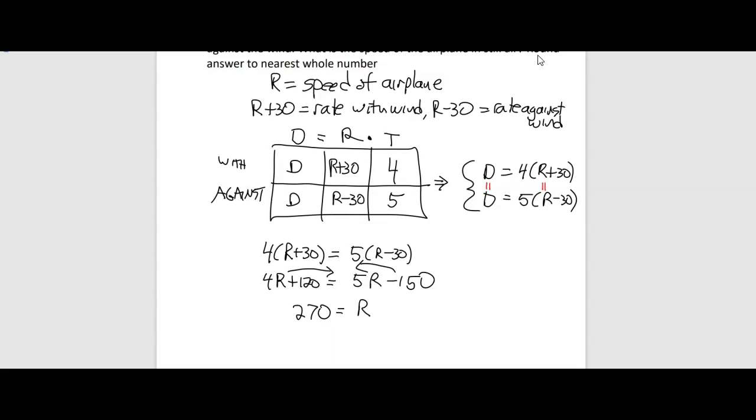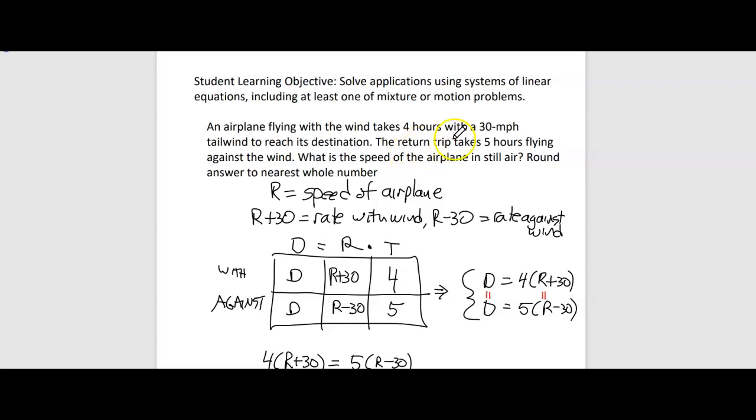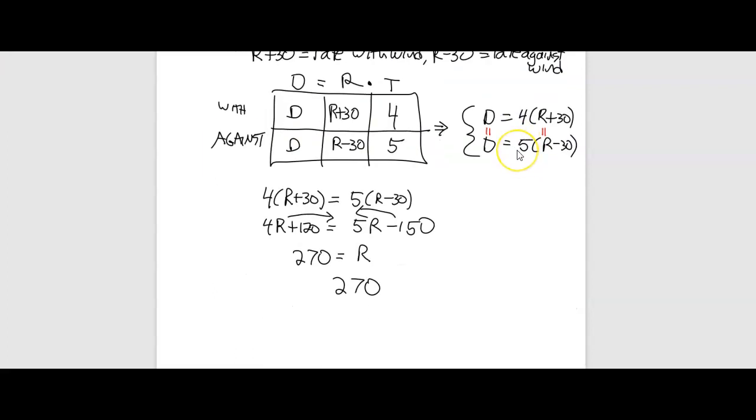r is the speed of the airplane. This is what we're looking for. Let me double check the mph unit. Miles per hour. That is the speed of the plane.